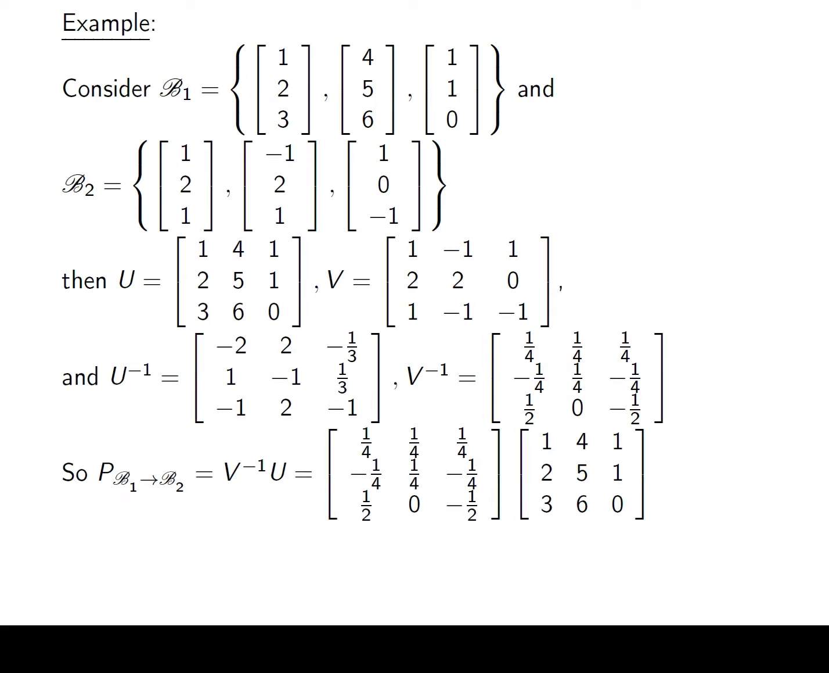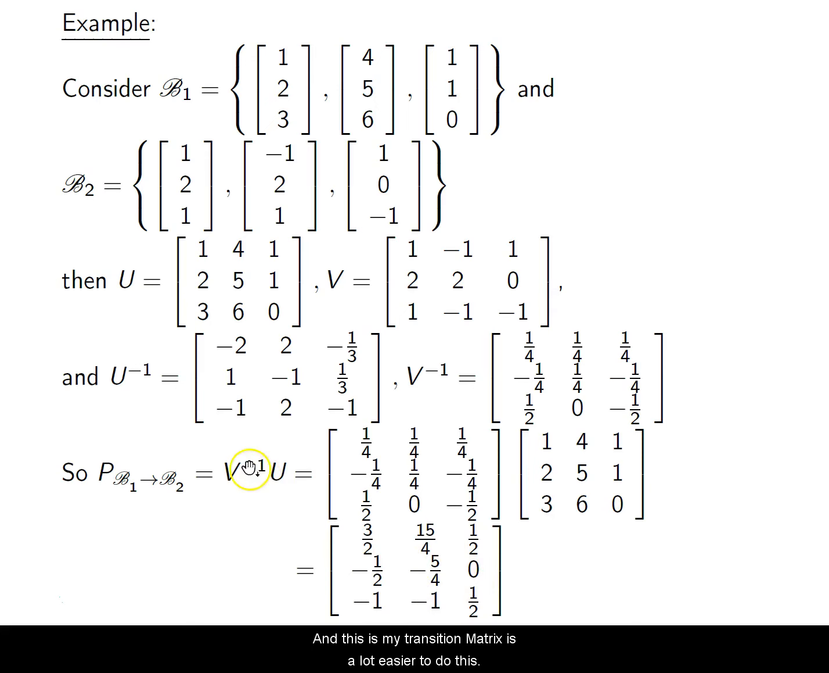If I don't have these, it's going to be pointless to talk about going from one basis to the next at all. So my transition matrix from B1 to B2, if I want to go from here to here, is V inverse U. I take V inverse, I take U, and I multiply them in that order. This is my transition matrix. It's a lot easier to do this than to do it one at a time given any vector. If I want to go from B1 to B2, I take any single vector and just multiply it times this matrix. Now that I have this transition matrix, I can use it to go from B1 to B2 for any vector I choose. So it's important to have this first.